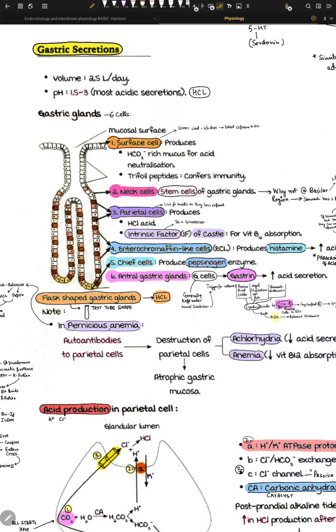Now this term, trifoil peptides, right? The correct term here is not tri. The correct term here is trefoil, and they are called trefoil factor family, TFF peptides, and they are named for their 3 loops structure, okay? And they are stabilized by these bonds.